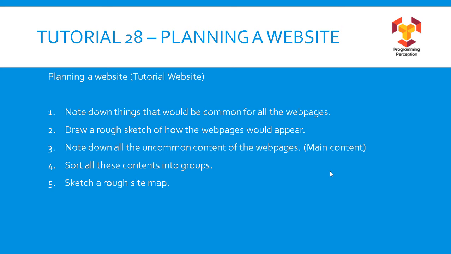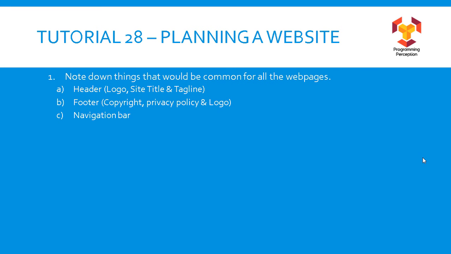Fine. So let's see these steps one by one, and along with that we are going to plan our website as well. So step one was to note down things that would be common for all the web pages, right? And we will have three things that will be common for all the web pages. We will have a header. The header will contain a logo, site title, and a tagline. We will also have a footer, which will contain the copyright, the privacy policy, and the logo. And finally, we will have a navigation bar. Now, what the various menus on this navigation bar will be will be decided after the fourth step.